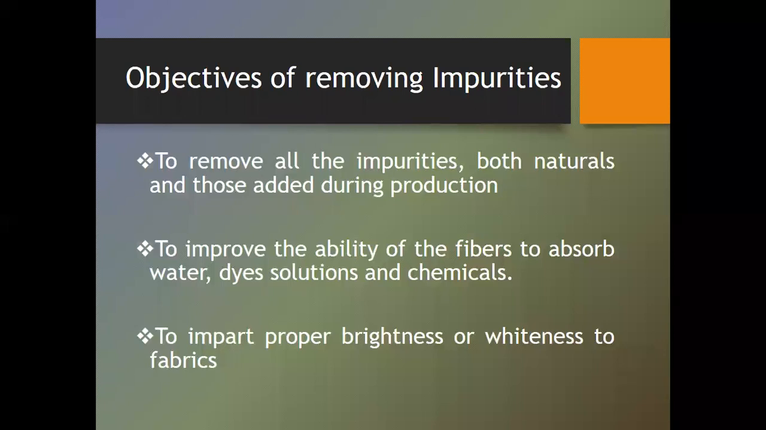The main objectives of preparatory treatment of textile material are: first is to remove all the impurities, both natural and those added during production that may interfere in subsequent dyeing or finishing process. It is also required to improve the ability of the fibers to absorb water, dyes, solutions, and chemicals. And it is also given to impart proper brightness or whiteness to fabric according to the need, especially when brilliant or pastel shades are desired.